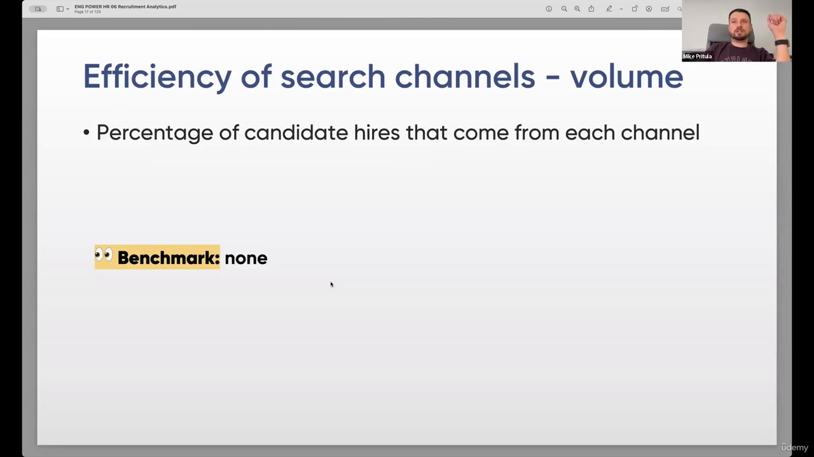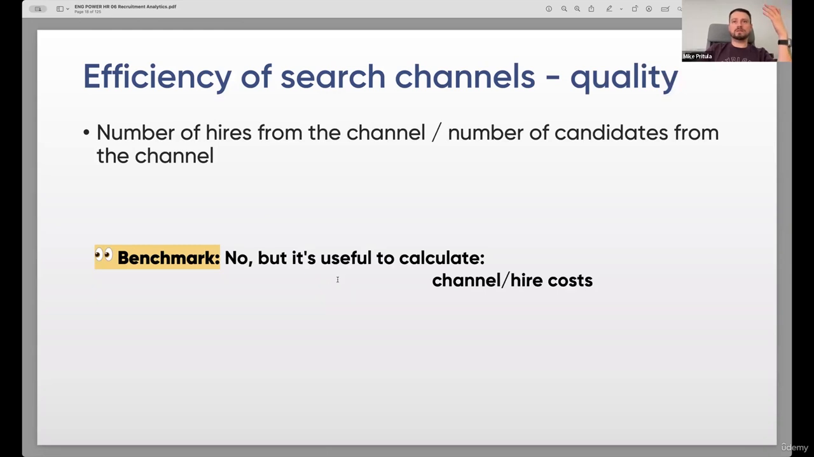Efficiency of search channels, just here we don't have a benchmark. We only analyze the volume that each channel generates for us and how effective these channels are or not. For this, we have another metric, which is quality. So you divide the number of hires from the channel by the number of candidates from the channel. And if one of the channels doesn't generate enough volume and the quality is low, probably you will want to stop using this channel, like a specific job site or something else.